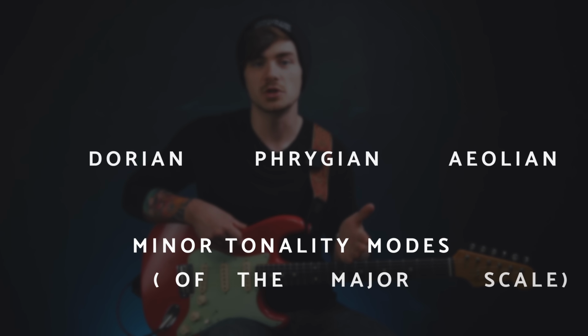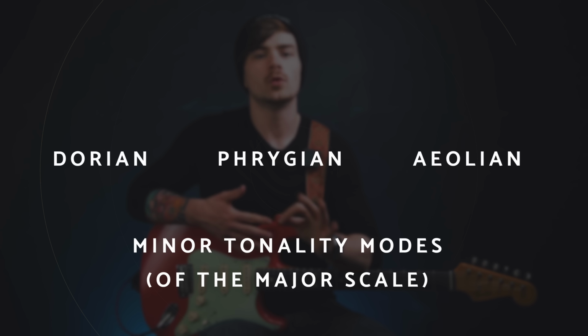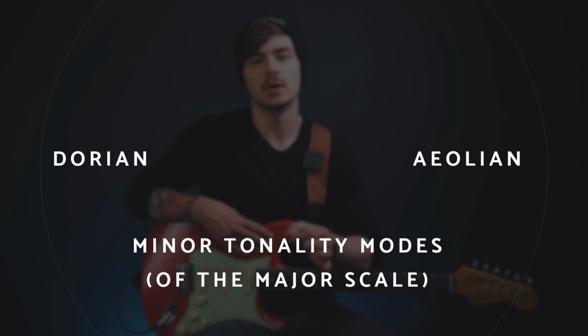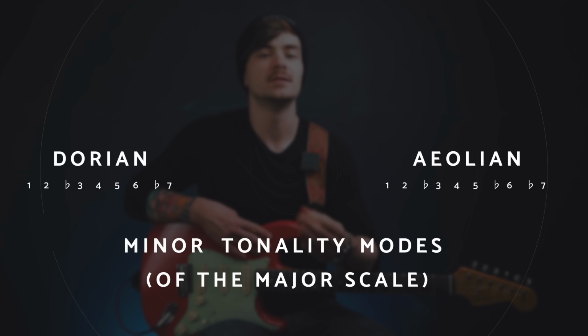So what are the 3 minor tonality modes of the major scale? We have Dorian, Phrygian, and Aeolian. For the purposes of this lesson, I'm going to ignore Phrygian and just focus on comparing Dorian and Aeolian. You're going to learn how and when to use each one. Now, I want you to listen to this next clip of me improvising over 2 different but very similar chord progressions.